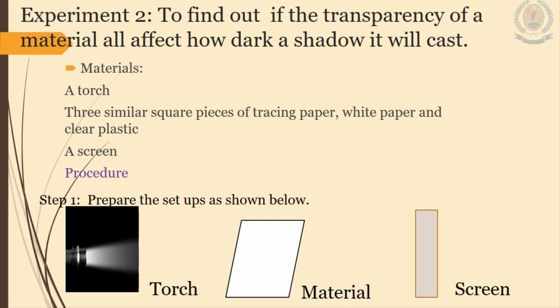Experiment 2. To find out if the transparency of a material affects how dark a shadow it will cast. The materials are a torch, 3 similar square pieces of tracing paper, white paper and clear plastic, and a screen. Procedure: prepare the setup as shown below.